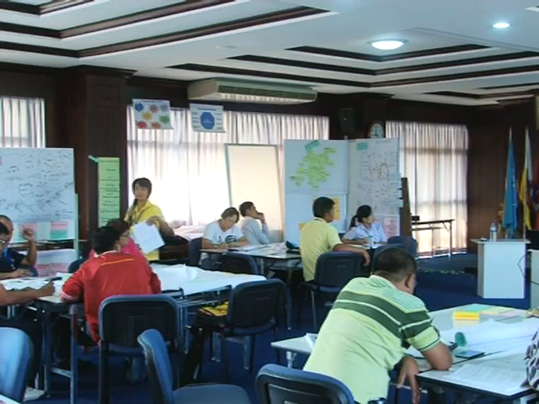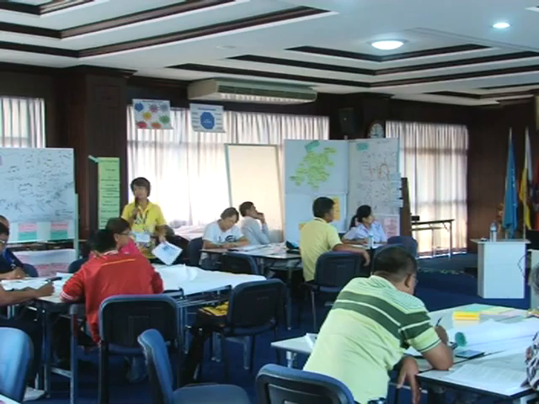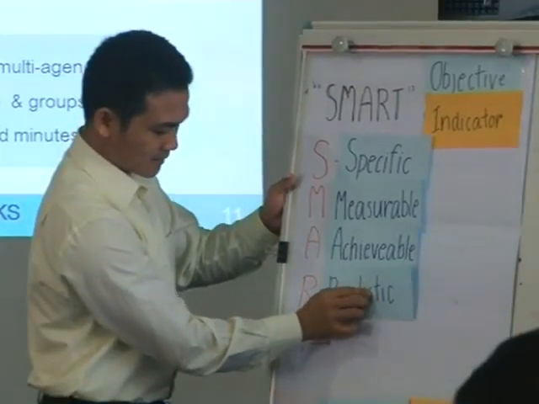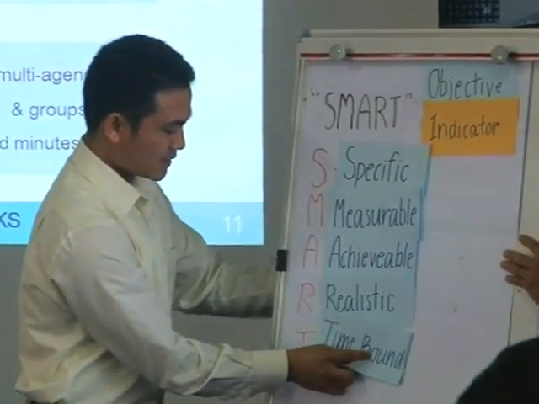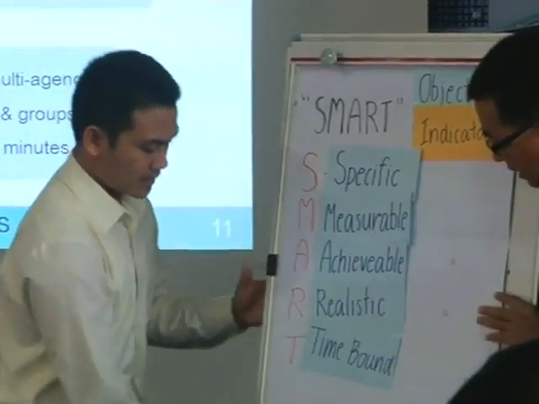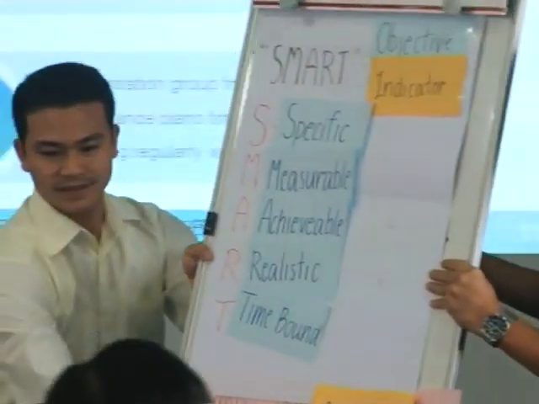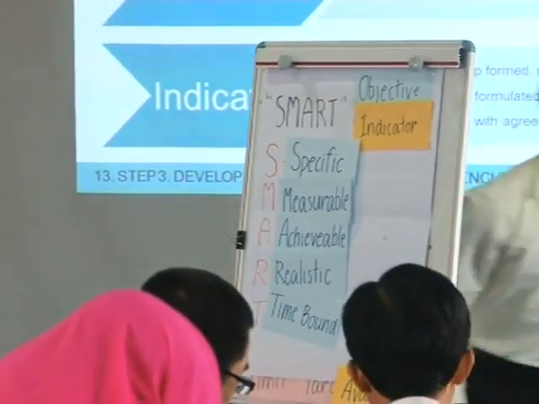May I ask our friends, who would like to share some other example for the governance? R stands for realistic. It should be realistic. This is for the objective. And T stands for time bound. You should state how many months or how many years you will be able to reach the objective.